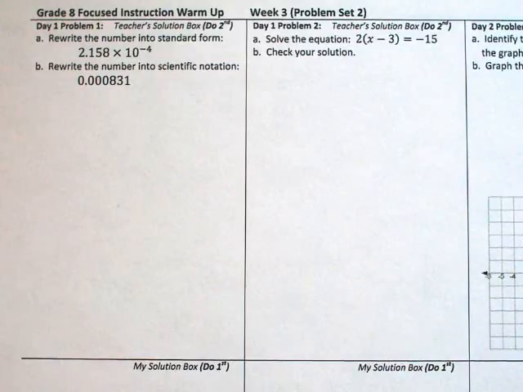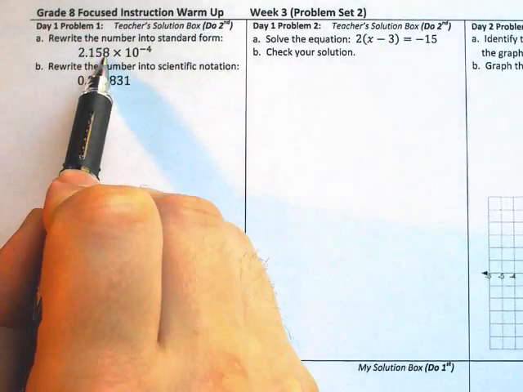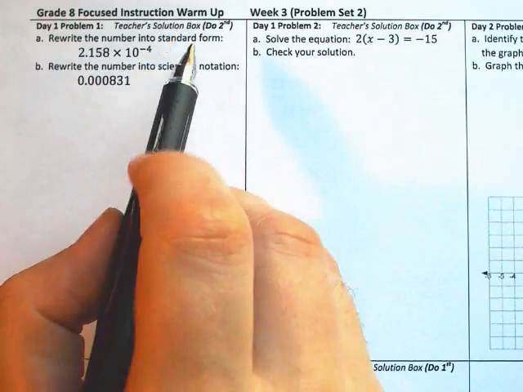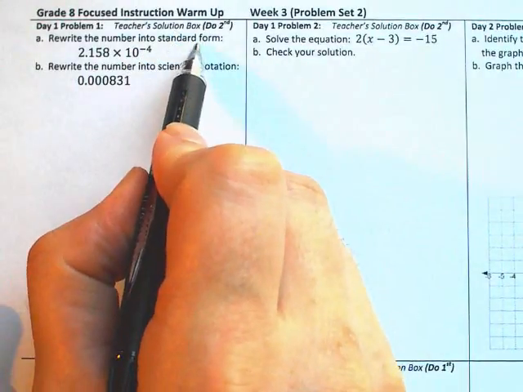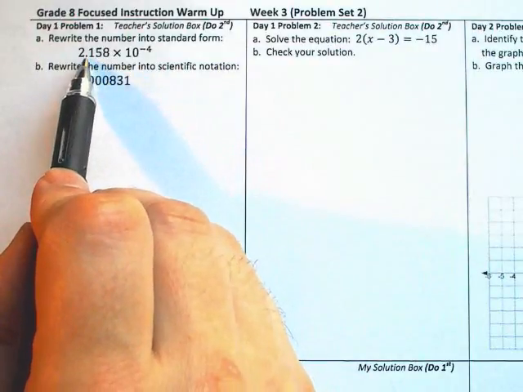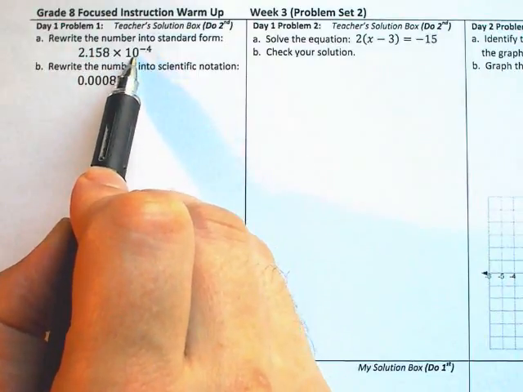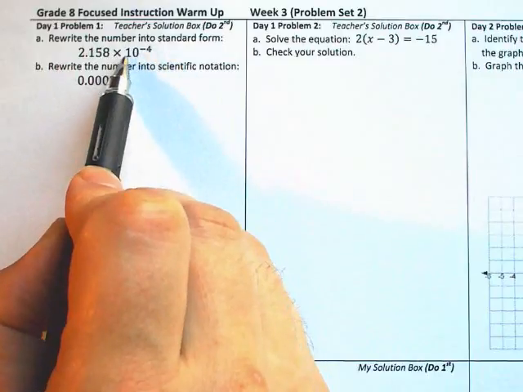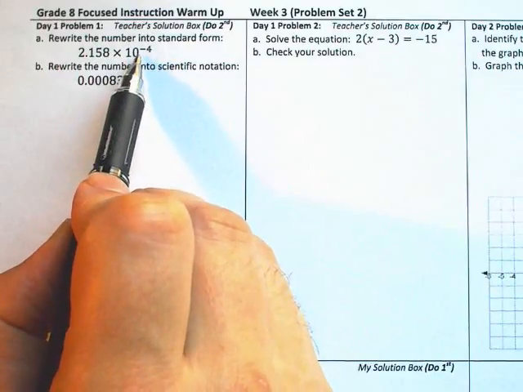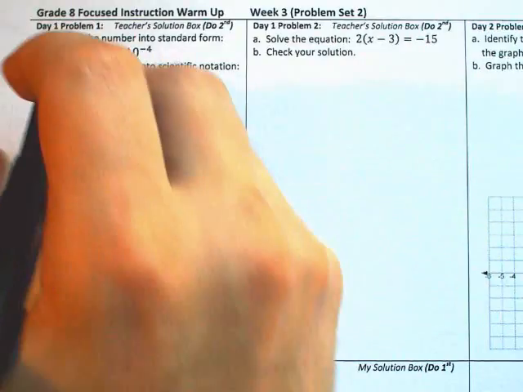Day 1, Problem 1. Part A, rewrite the number into standard form. And we have this number here, which is in scientific notation, and we're asked to write this as a standard number, a regular number. The way we're going to do that is by manipulating this decimal point. We're going to move this decimal point according to what the exponent on the times 10 part indicates. And in this particular problem, the exponent on the times 10 piece is -4.